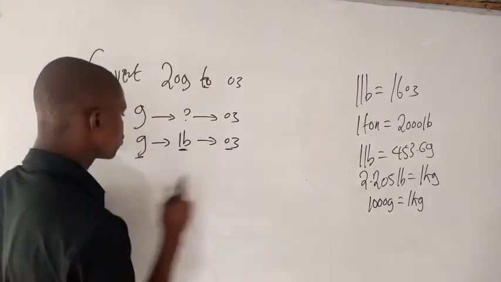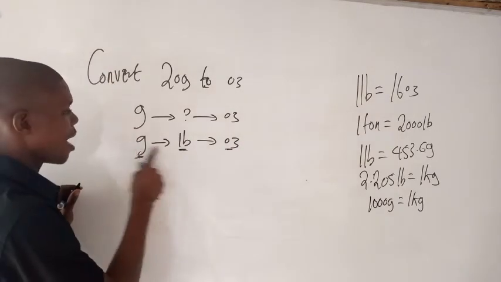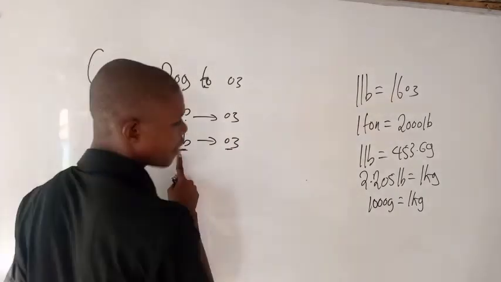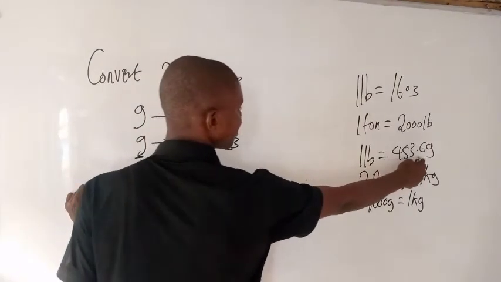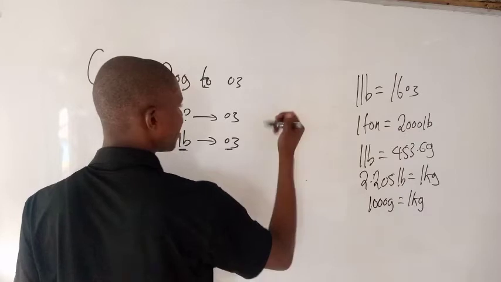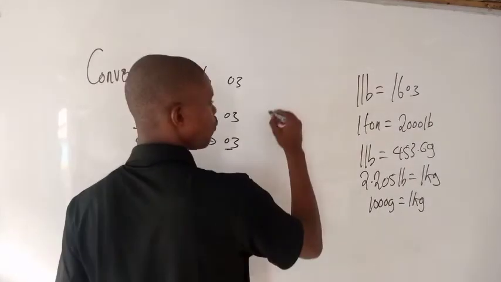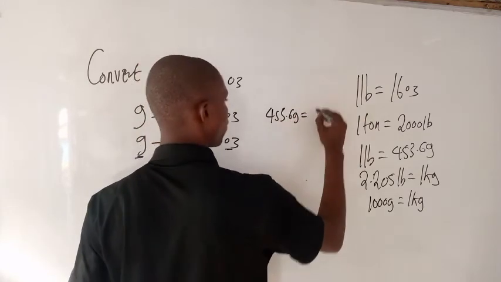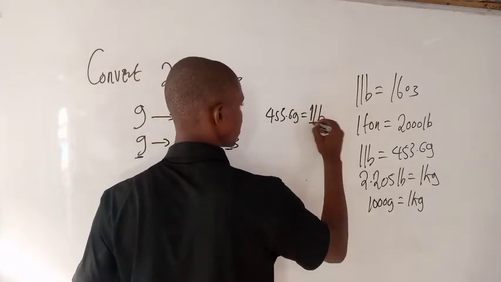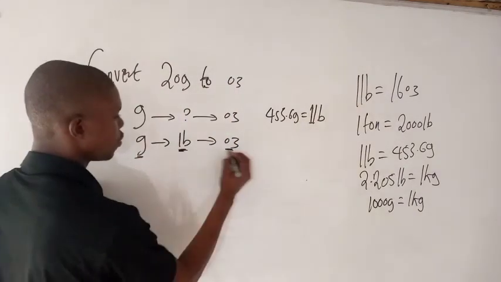So I'm going to write the relationship out. What is the relation between gram and pounds here? Remember, here we have 453.6 grams because of 1 pound. So watch me closely. It's going to be 453.6 grams because of 1 pound. Do that. Then what's the relation between pounds and ounce?